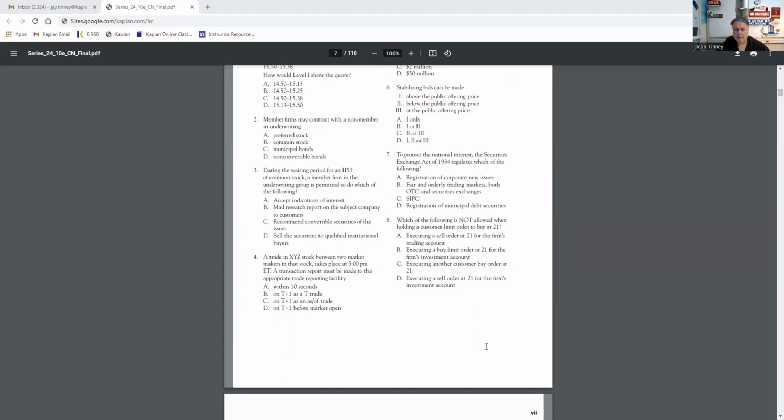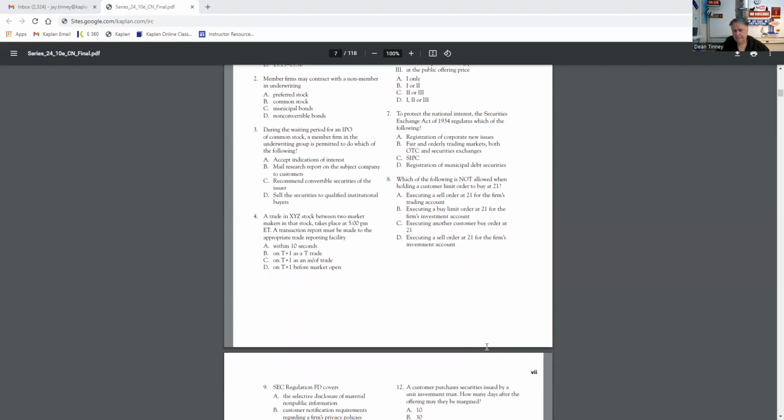7, to protect the national interest, the Securities and Exchange Act of 1934 regulates which of the following? You should know that new issues is 33. 33 and 34 are companion pieces of legislation. Congress knew when they passed 33, they're going to come back in January and pass 34. And so it's not A. There we go. Fair and orderly markets, right? The SEC is very concerned that markets are fair and orderly. In fact, 34 created the SEC.